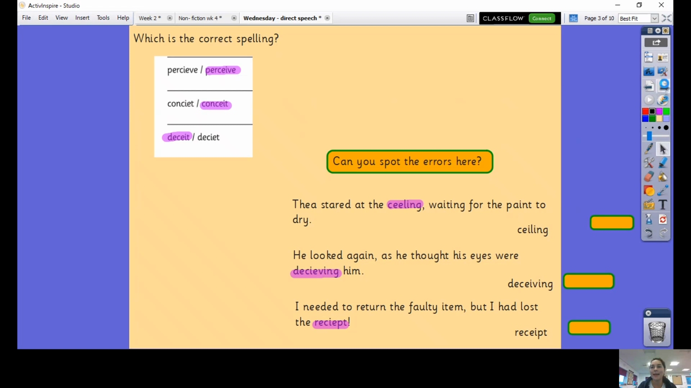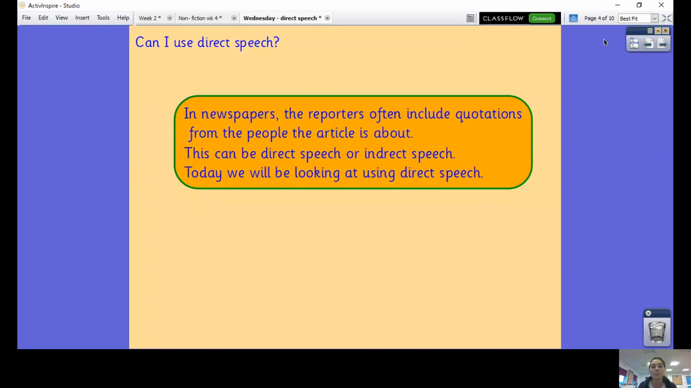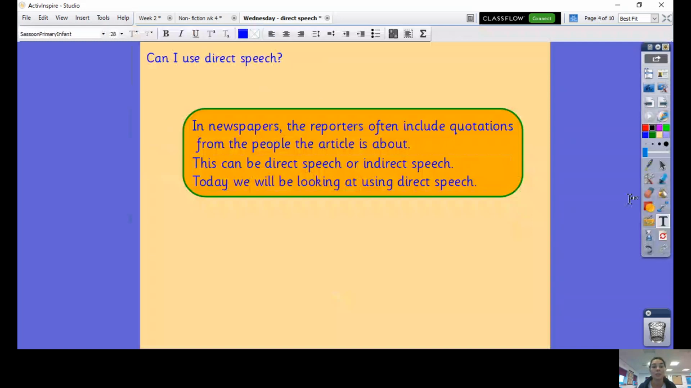So today we are going to be looking at direct speech. And in newspapers, the reporters often include quotations from people that the article is about. So people who were there and witnesses or related, or even if it was about them in the first instance anyway. And this can be direct or indirect speech. And today we are going to be looking at just using direct speech.